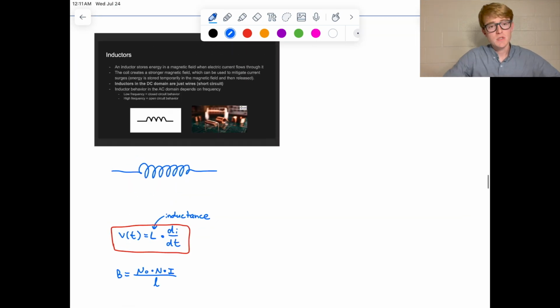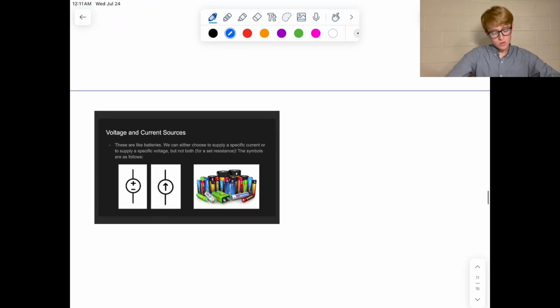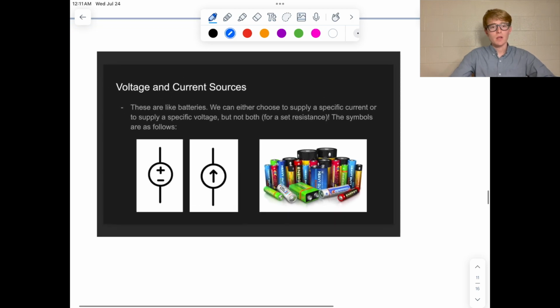So hopefully that makes some sense, both from an intuitive standpoint with the whole expanding magnetic field and the explanation that I gave before, and also from a mathematical standpoint now that we can see the equation here. Okay, so that was really the most complicated content in this studio.